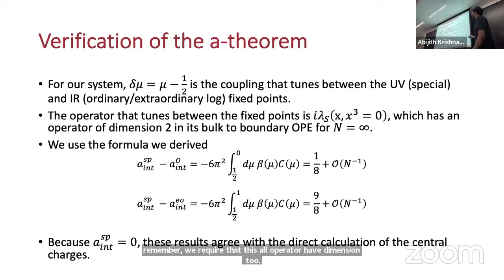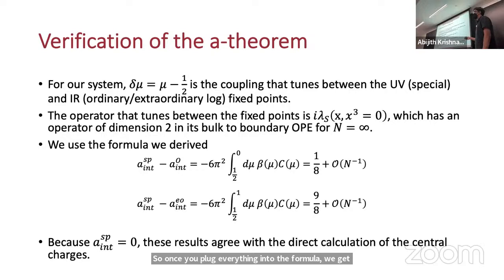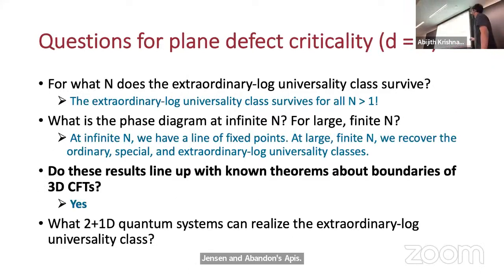So once we plug everything into the formula, we get exactly what we'd expect. We get that the difference between the special and ordinary central charges is 1/8, and the special and extraordinary central charges is 9/8. So we verified that our results line up with Jensen and O'Bannon's a-theorem. All right. So yes, the answer is yes to this question.